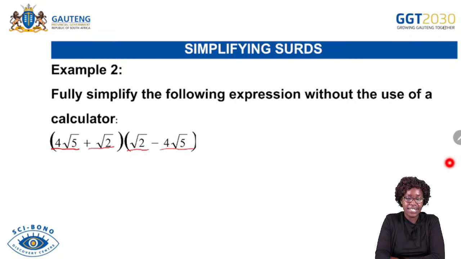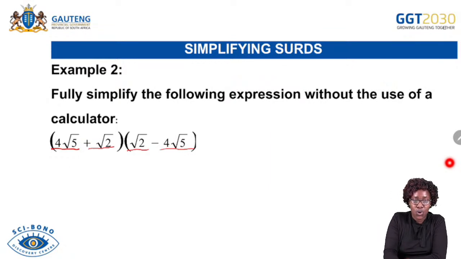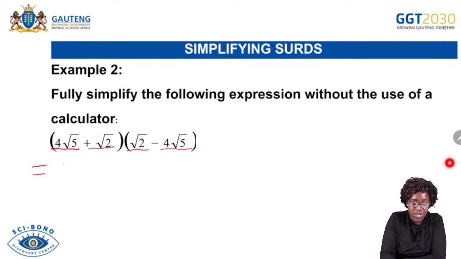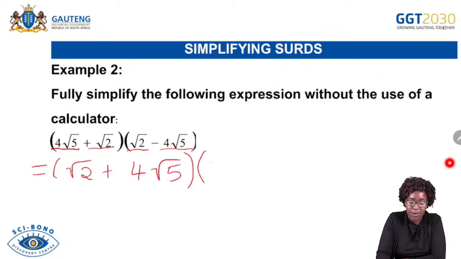But the signs in the 2 brackets are different, meaning that we can call this a difference of 2 squares because the brackets are exactly the same besides the sign. So I'm going to try and rearrange the first bracket because we know that when we are multiplying a difference of 2 squares, there is a certain rule that we can use to make sure that our work is simplified. So I'm going to rewrite the first bracket as square root 2 plus 4 square root 5. Then this is multiplied by square root 2 minus 4 square root of 5.